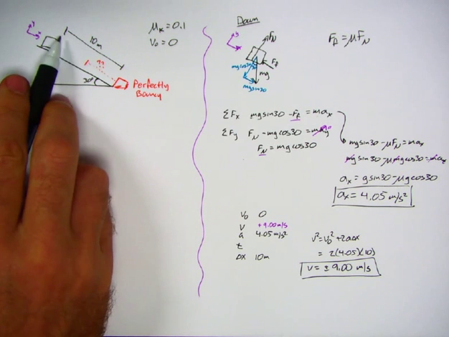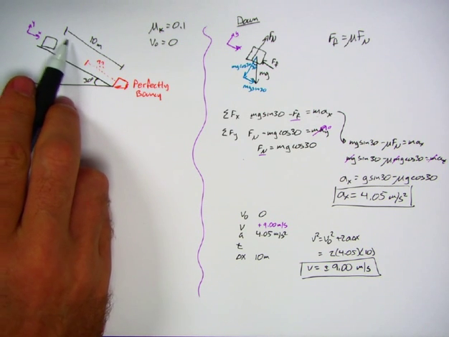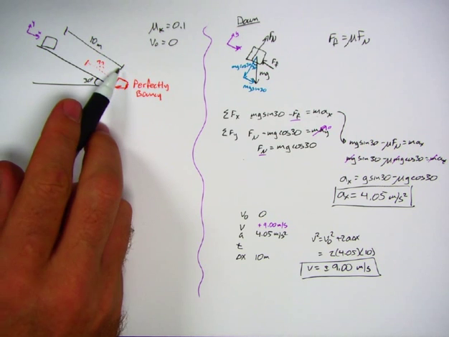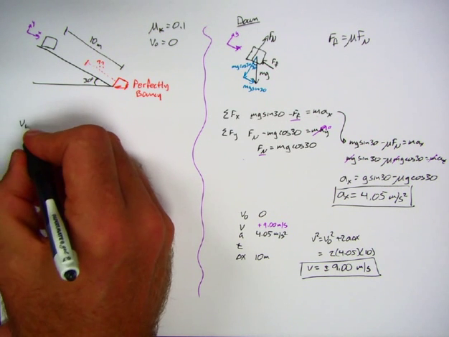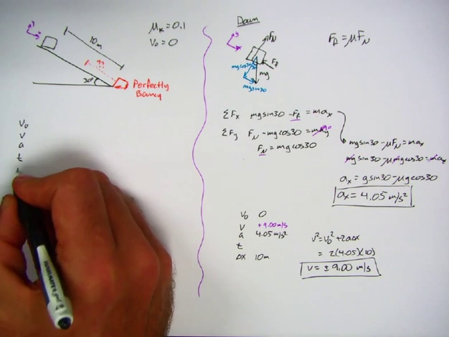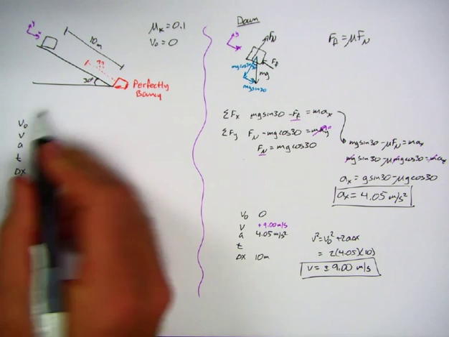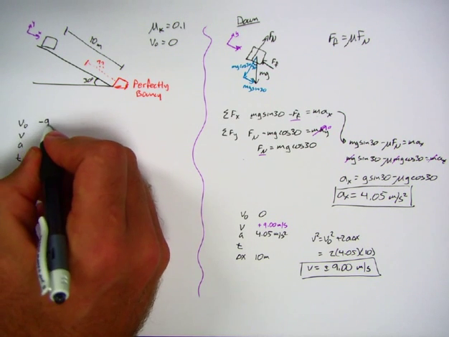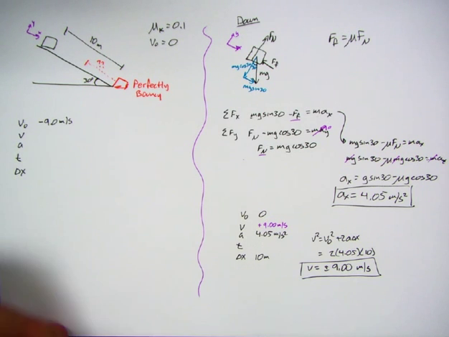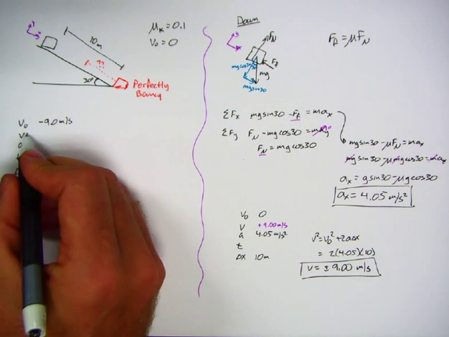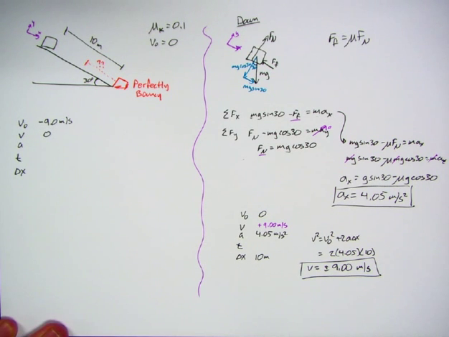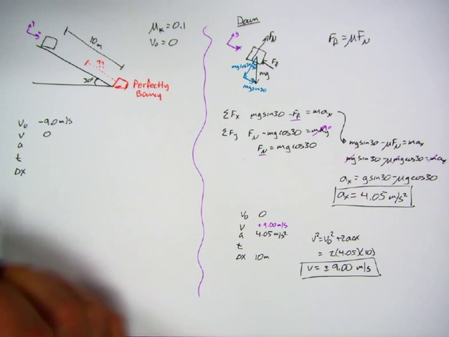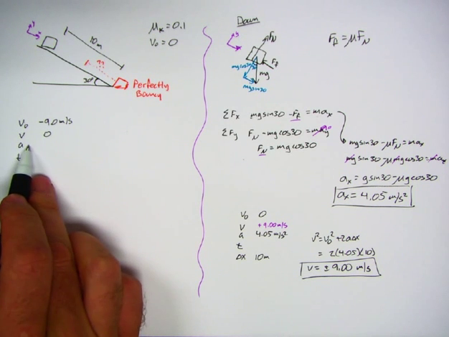So on the way down I started with initial velocity of 0. I accelerated at 4.05 meters per second squared, and I ended up with a velocity of 9 meters per second down. What about on the way up? Since it's perfectly bouncy, I know that my initial velocity on the way up will be negative 9 meters per second. I know that my final velocity will be 0 because I want to figure out how far it goes before it stops. And I'm looking for delta x, so I guess I need to find the acceleration.